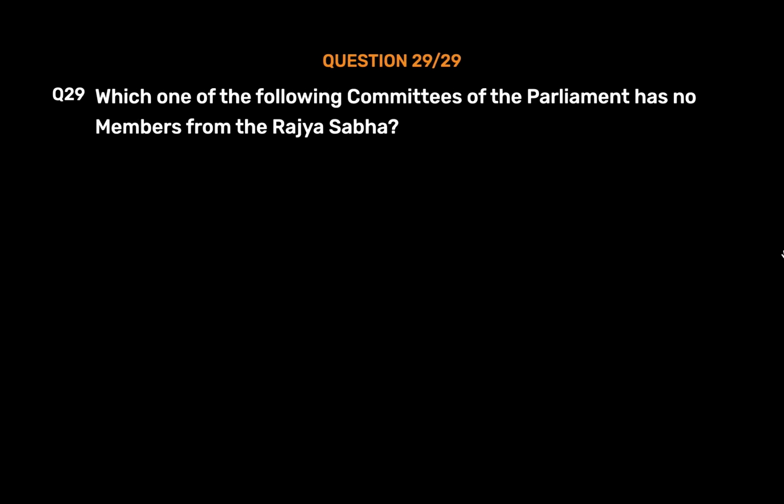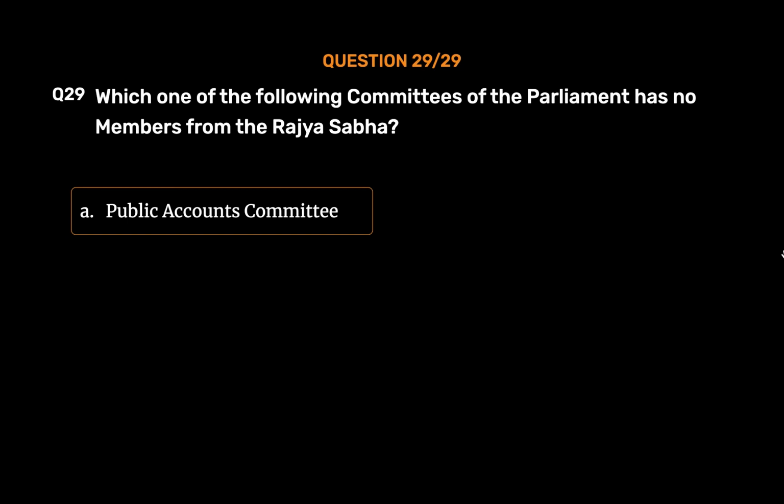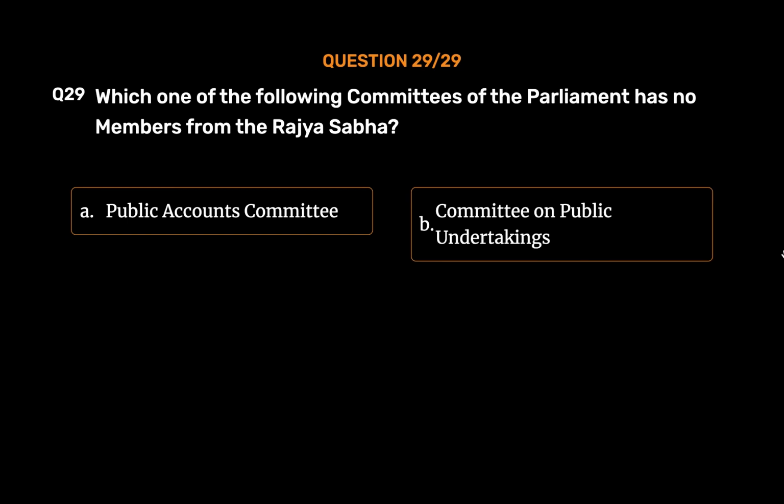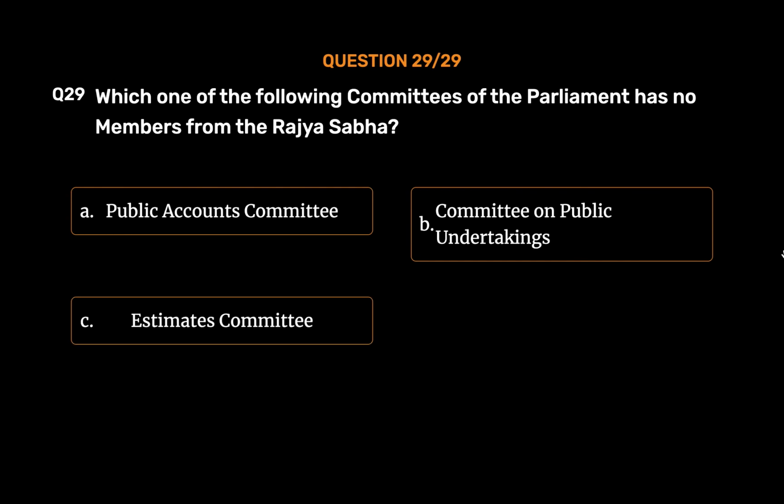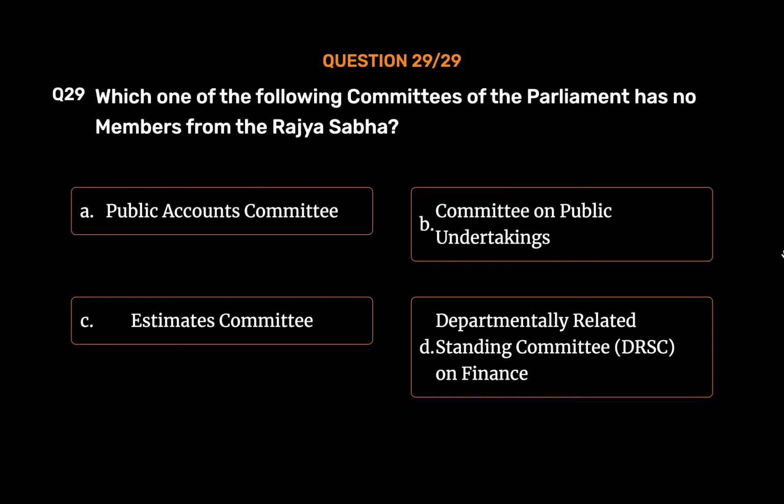Question number 29. Which one of the following committees of the Parliament has no members from the Rajya Sabha? Option A. Public Accounts Committee. Option B. Committee on Public Undertakings. Option C. Estimates Committee. Option D. Departmentally Related Standing Committee, DRSC, on Finance. The correct answer is option C.